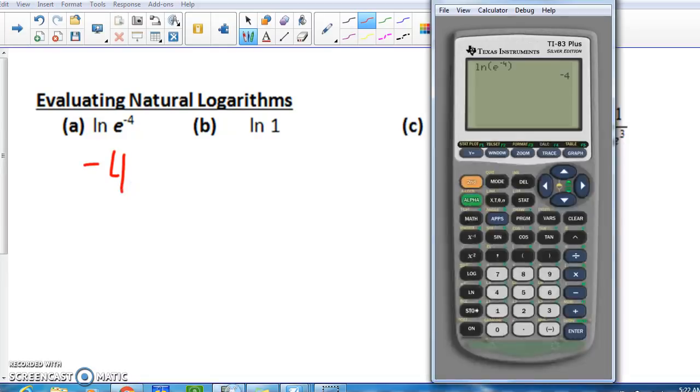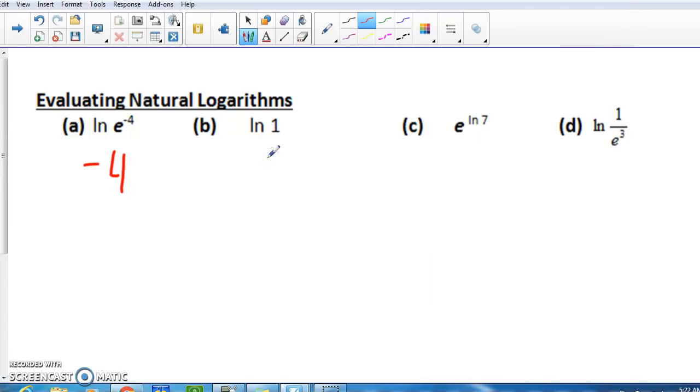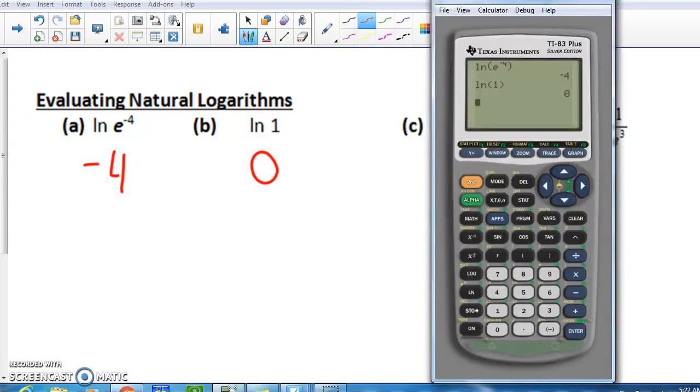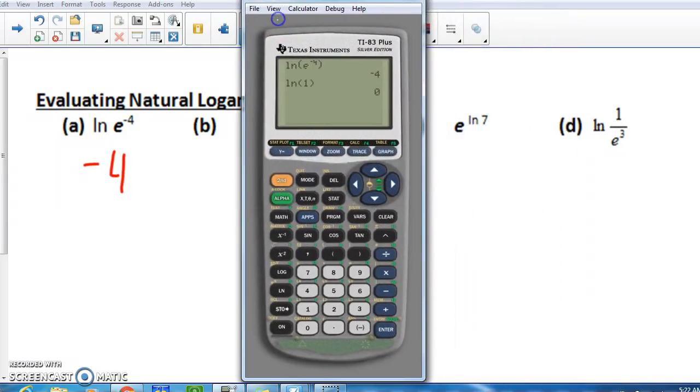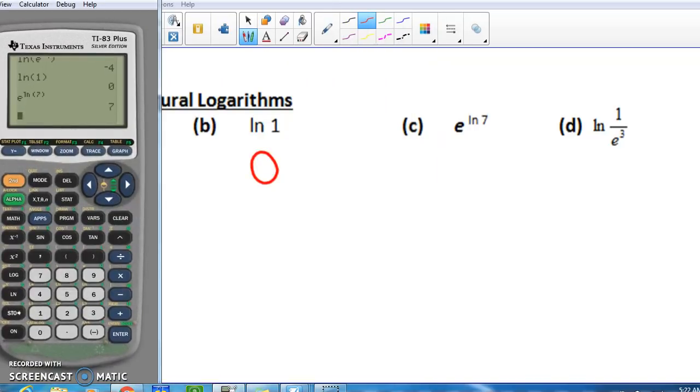Okay, same thing, I can go to the next one. When it says evaluating and it's all numeric, this is really just typing it in. ln of 1, I can go to ln, type in 1. It tells me it's 0. Same thing for the next one. I can hit second ln, and then the ln of 7. It tells me it's 7. Again, the reason why that happens is because that ln and that e cancel each other out. This is just a 7.